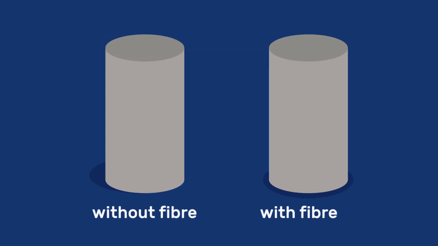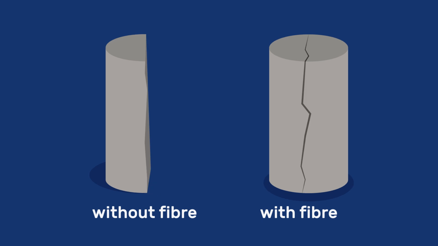Both of the concrete cylinders shown here were split in tension. The one on the left split cleanly in half. In contrast, the one on the right contained short polymeric fibers that bridged the crack and kept the cylinder intact. Under smaller stresses, the fibers bridge microcracks and delay macroscopic failure.